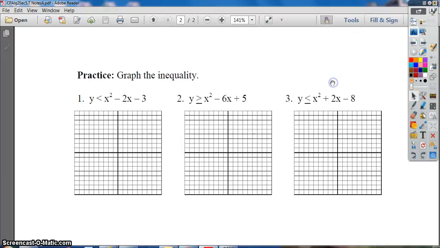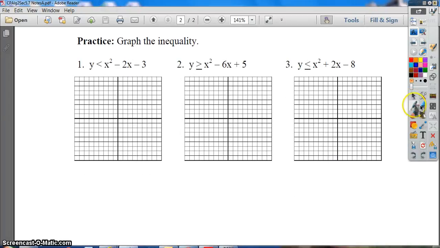Okay, so looking at numero uno here, I'm going to graph this inequality. Okay, so to graph this, I'm going to do negative b over 2a. So negative b would be positive 2 over 2 times 1. So my x is going to be 1. If I plug 1 in here, that will make 1 minus 2 minus 3. We're looking at a y value of negative 4. So I'm going to be over 1, down 4, and then basically I'm going to fill in the blanks.